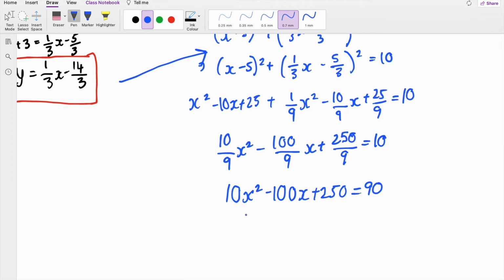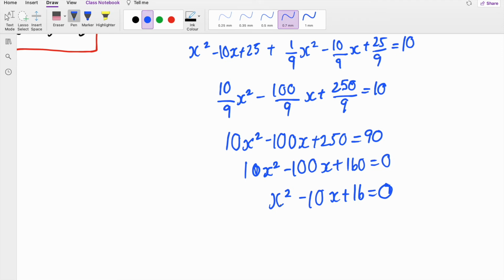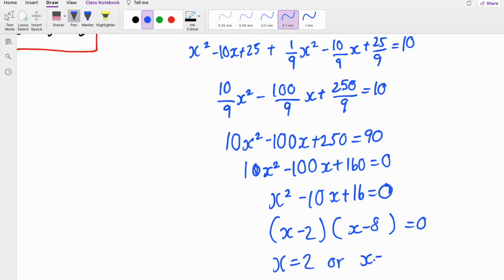Simplify this: 10x squared minus 100x plus 160 is equal to 0. I'm going to simplify my quadratic by dividing every term by 10 because it's a common factor. I'm going to get x squared minus 10x plus 16 is equal to 0. Finally, I have a quadratic that I can easily factorise. Two numbers that multiply to give positive 16 and add to give negative 10 give (x − 2)(x − 8). Solve them, you get x is equal to 2 or x is equal to 8.